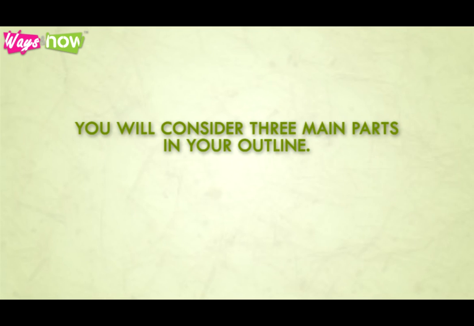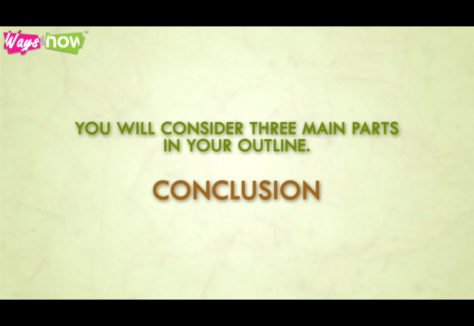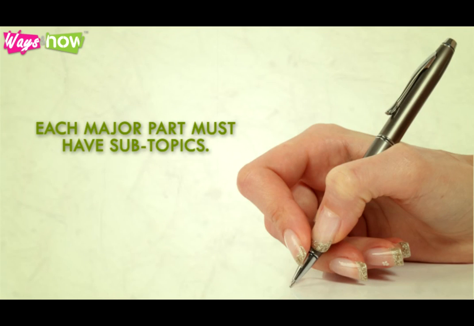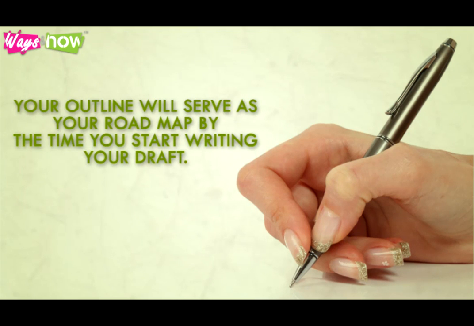You will consider 3 main parts in your outline. These are the introduction, body, and conclusion. Each major part must have subtopics. Your outline will serve as your roadmap by the time you start writing your draft.